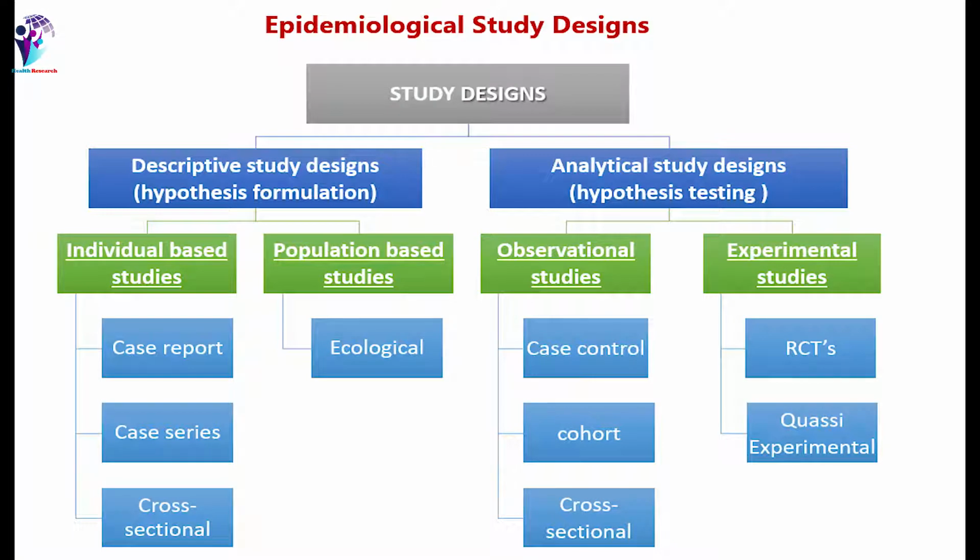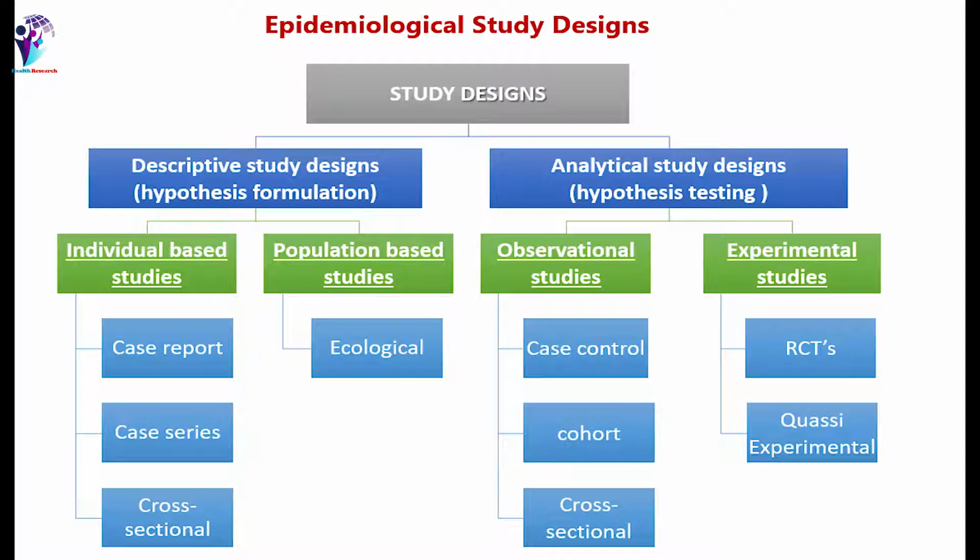Study designs are of two types: descriptive study design and analytical study design. Descriptive study design includes individual-based and population-based. Individual-based studies include case report, case series, and cross-sectional studies, while population-based studies include ecological studies. Analytical study design includes observational-based and experimental-based studies.